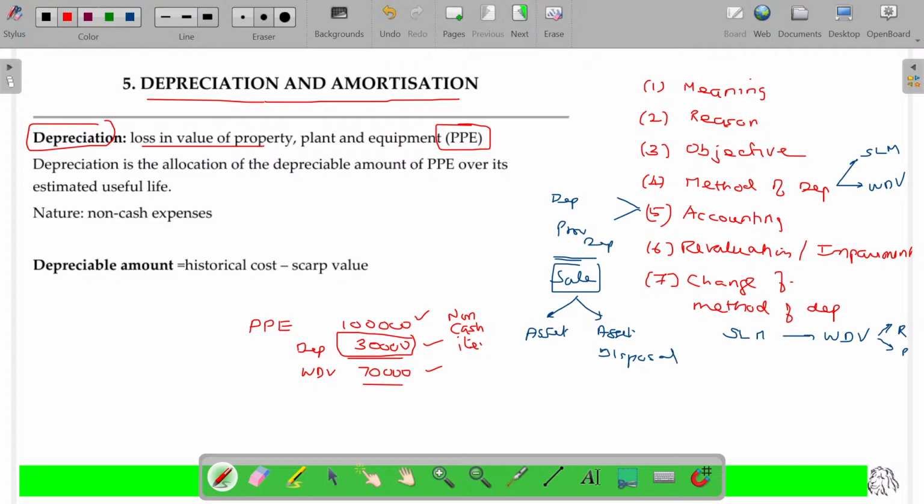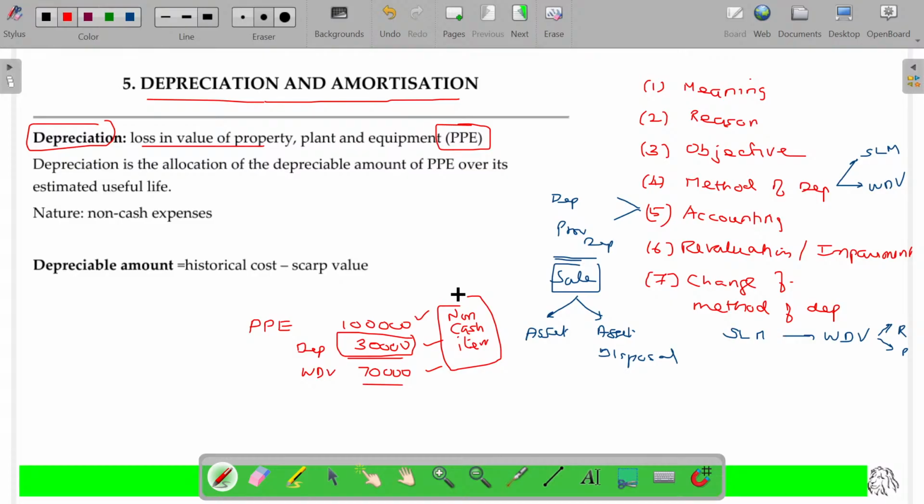Non-cash item. Always remember, if you spend 10,000 rupees for rent payment, automatically what happens? Your cash balance will reduce by 10,000 rupees. You have to pay the rent. If you are paying for electricity, cash will go off.